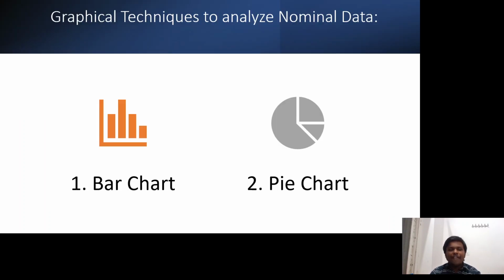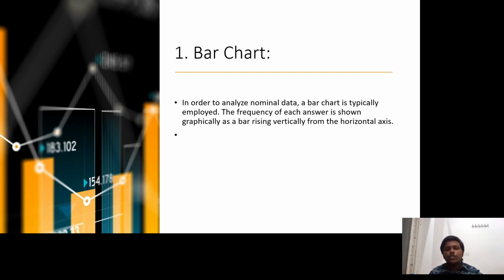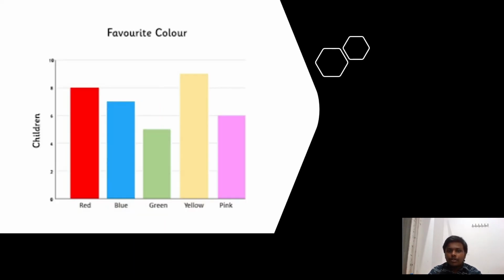And there are graphical techniques to analyze the nominal data, that is bar chart and pie chart. Bar chart is used for the nominal data and we can show our data in respective bars. So we can see up and down bars, because the children who have more attraction to a color have a high level bar, and the small one is the color fewer people like, the pink color. This is all about bar chart.